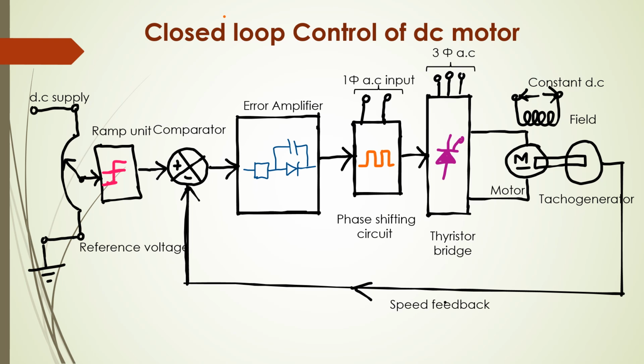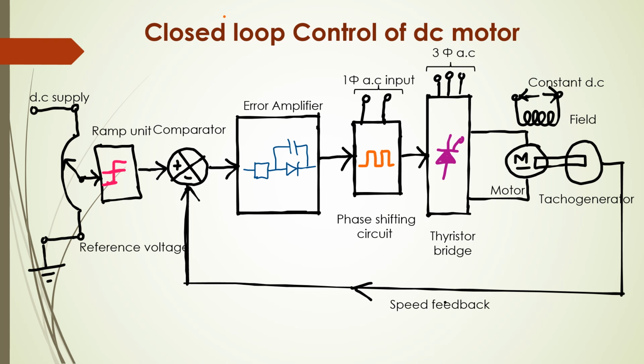Now this circuit helps us to understand how a closed loop control of DC shunt motor will be. And I've explained how an open loop will be. So we have this thyristor bridge. It was a single phase thyristor bridge. I have explained in the previous circuit. Now I am showing this block diagram representation, which is a closed loop system.